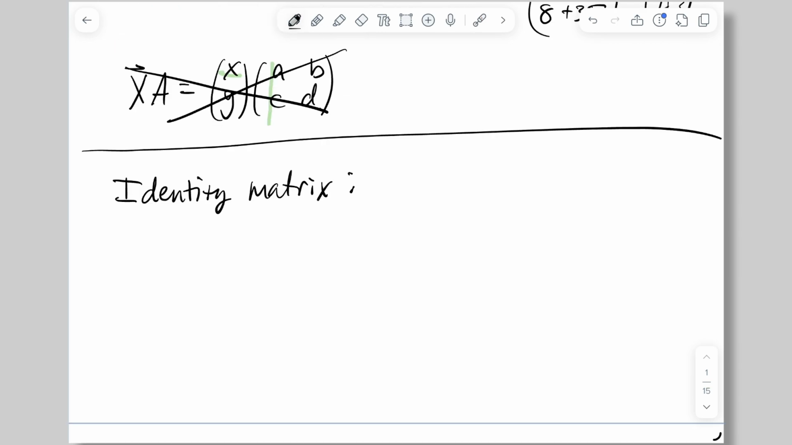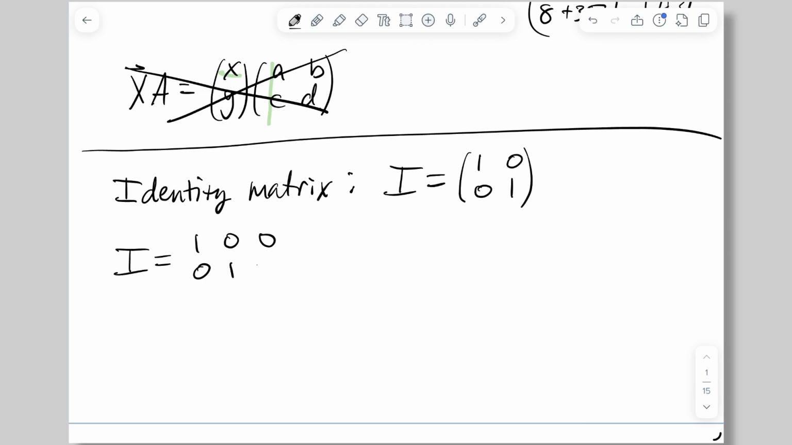Next thing I want to tell you about is something called the identity matrix. There is a 2 by 2 identity matrix. It is (1, 0, 0, 1). And there's a 3 by 3 identity matrix, (1, 0, 0, 0, 1, 0, and 0, 0, 1). Yeah, there are a whole bunch more of them, different sizes. The 2 by 2 is sometimes denoted I2. The 3 by 3 is sometimes denoted I3.